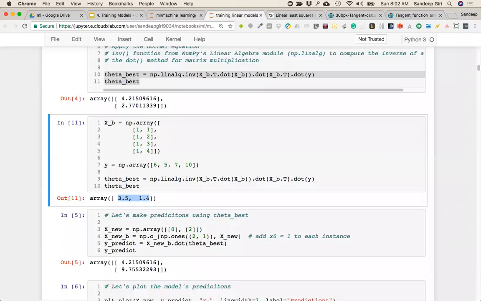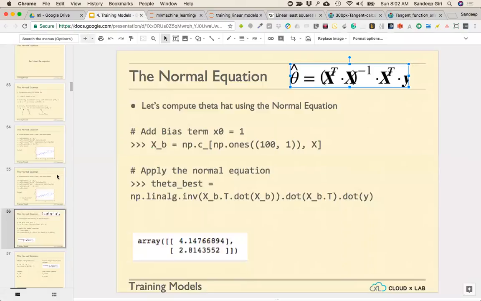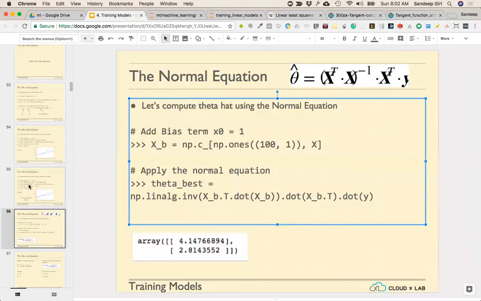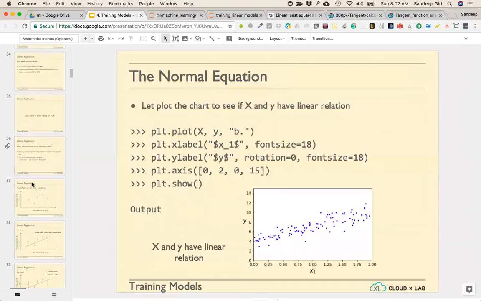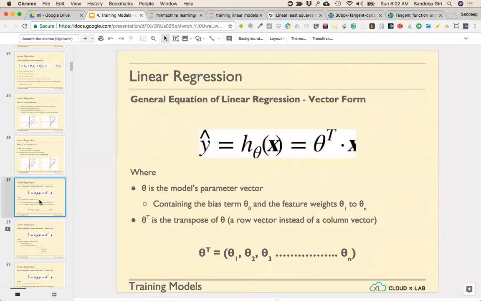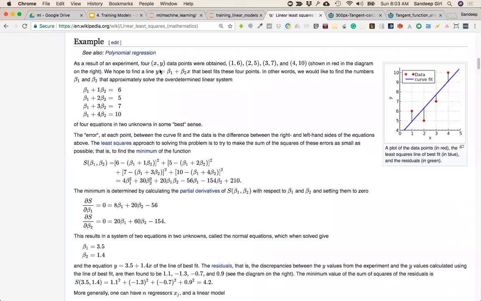Question from Kamal: can you show the equation y hat equals theta transpose x? Okay, y hat equals theta transpose x. So here we are assuming that our y hat is basically a function of x. And what you see here is the equation that we're talking about, the assumption that we have made.